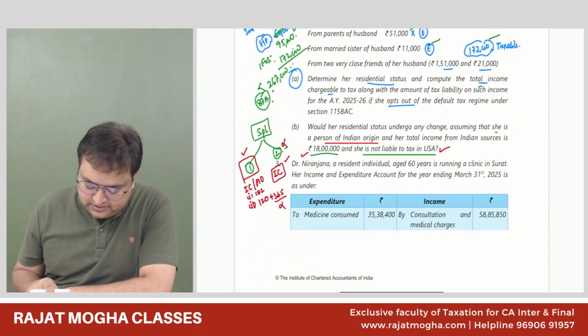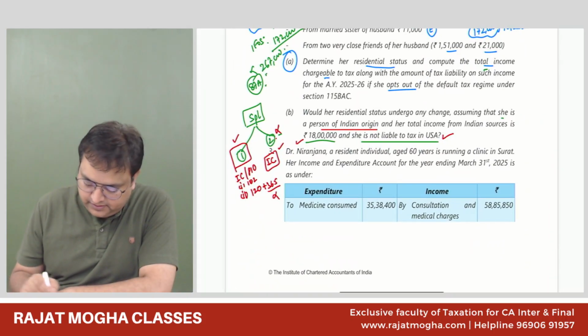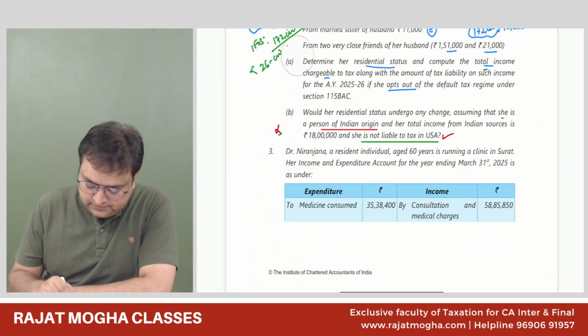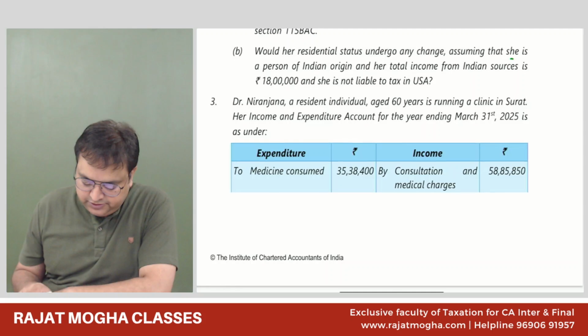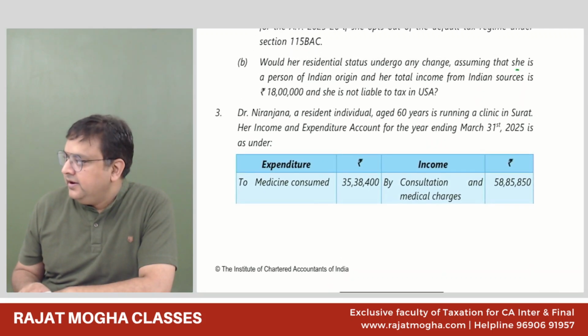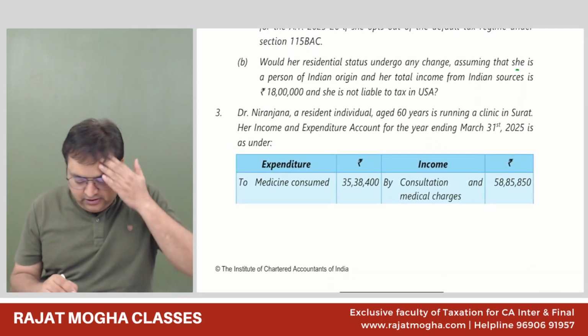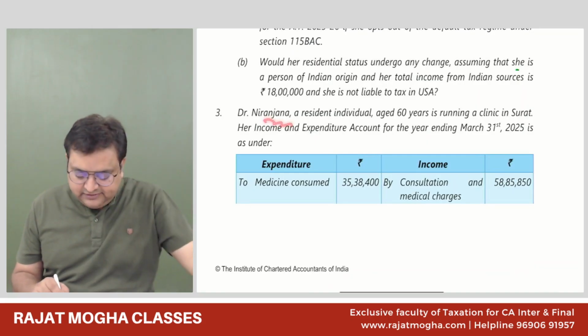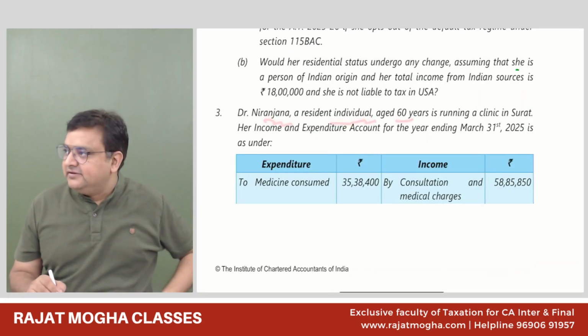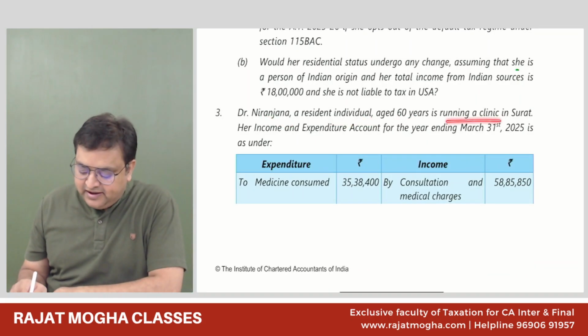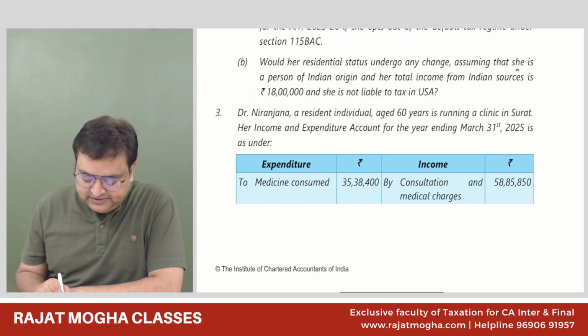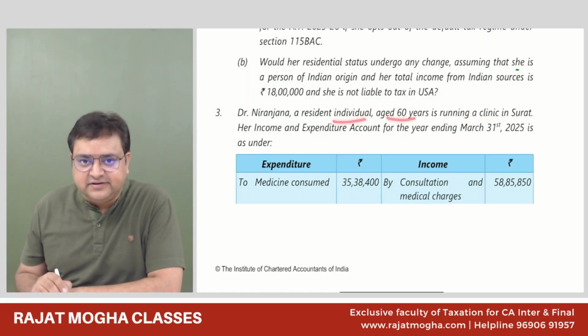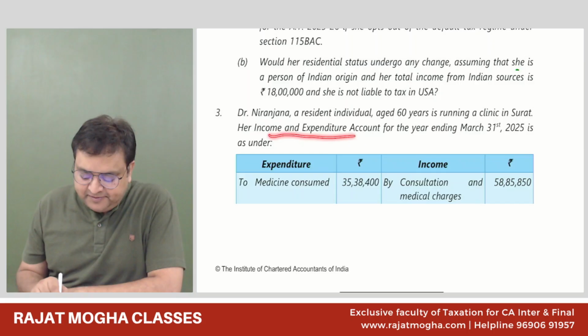Let us take the third question. It says, Dr. Niranjana is a resident individual aged 60 years. She is running a clinic in Surat. Okay, she is a professional aged 60 years, senior citizen. Her income and expenditure account for the year ending 31st March 2025 is as under.